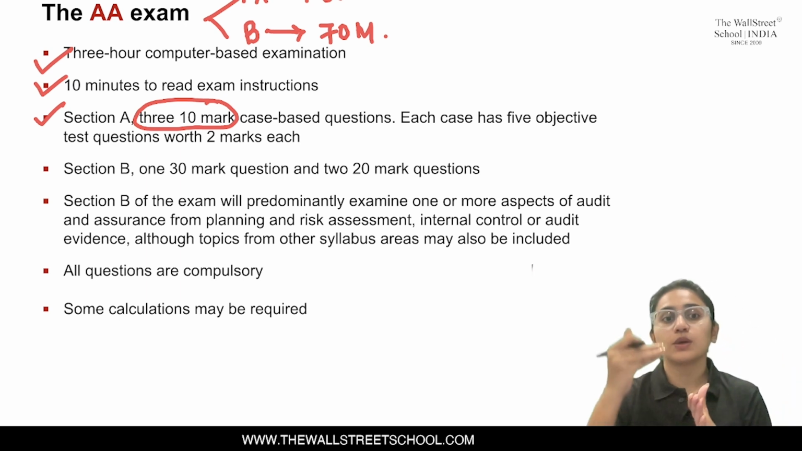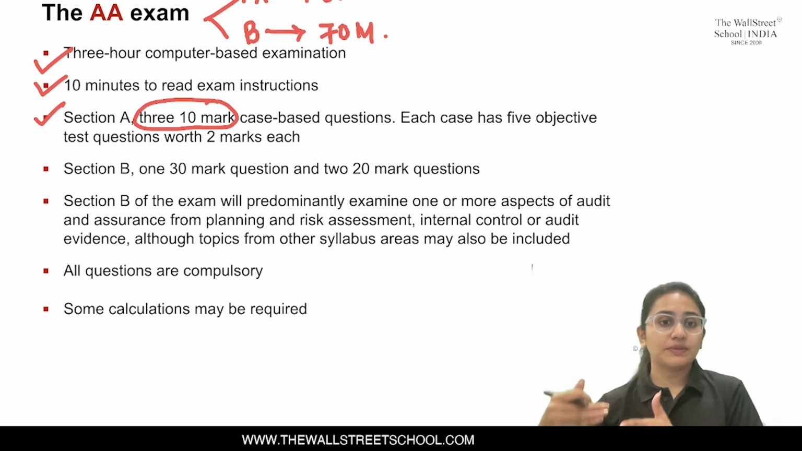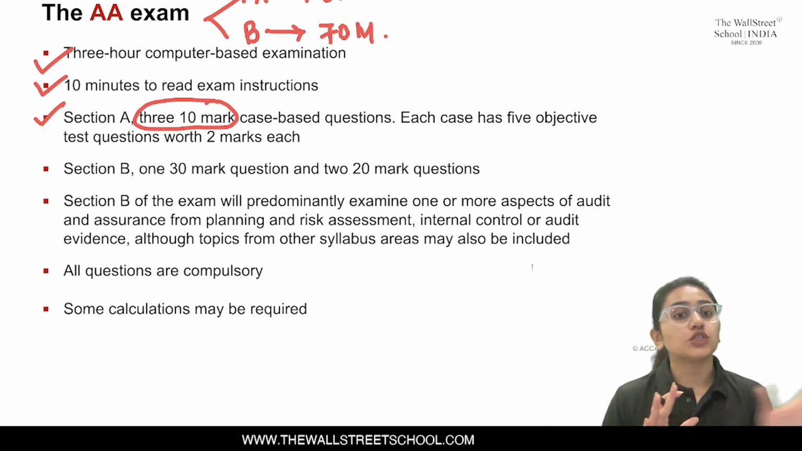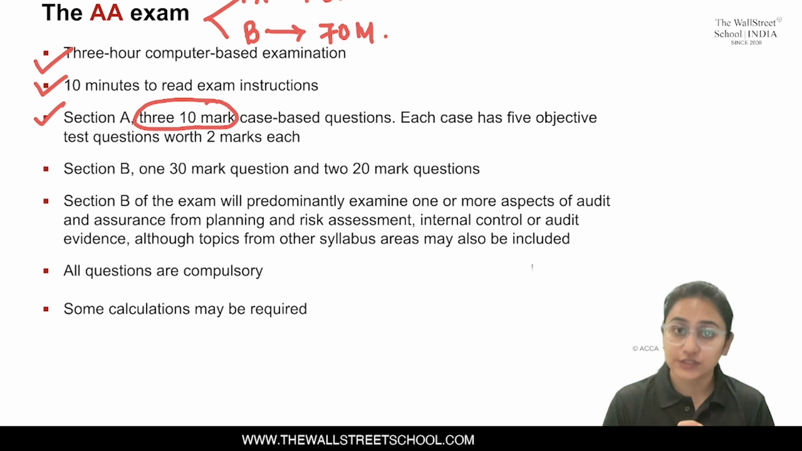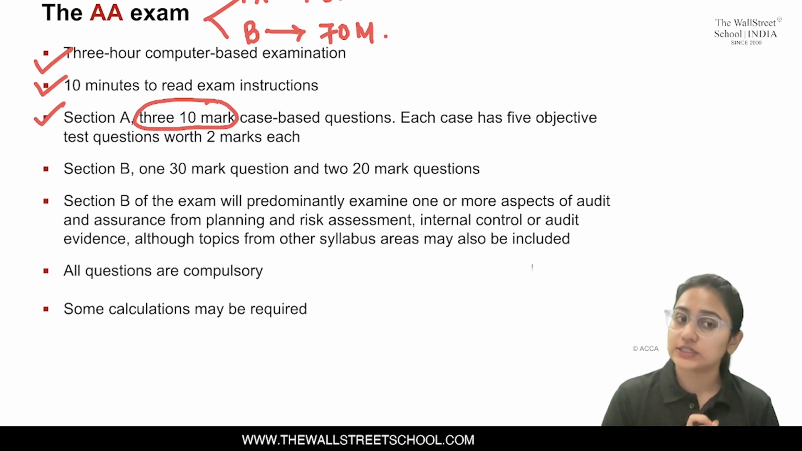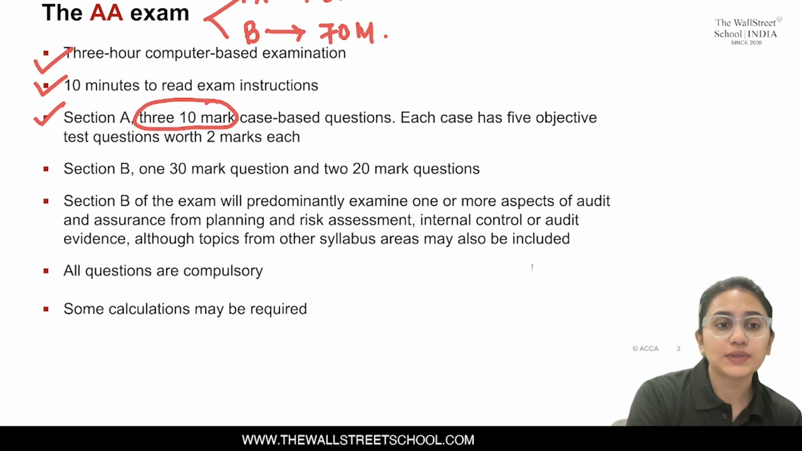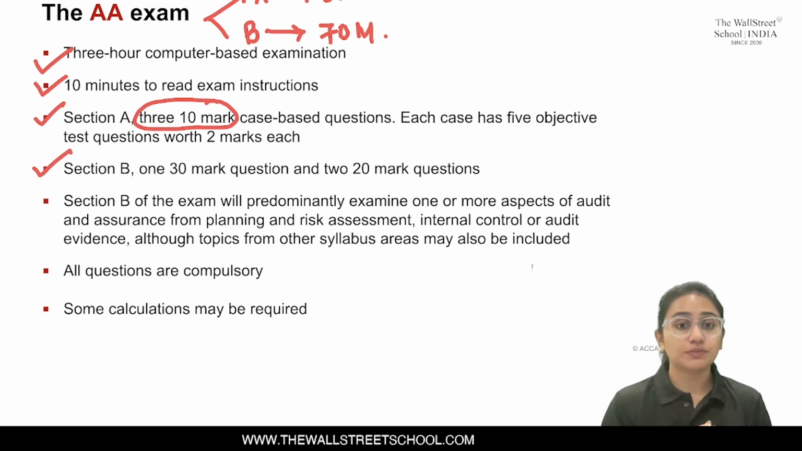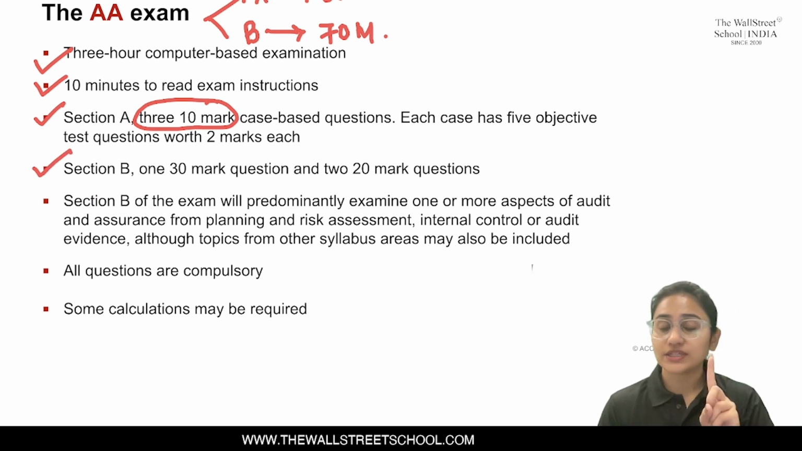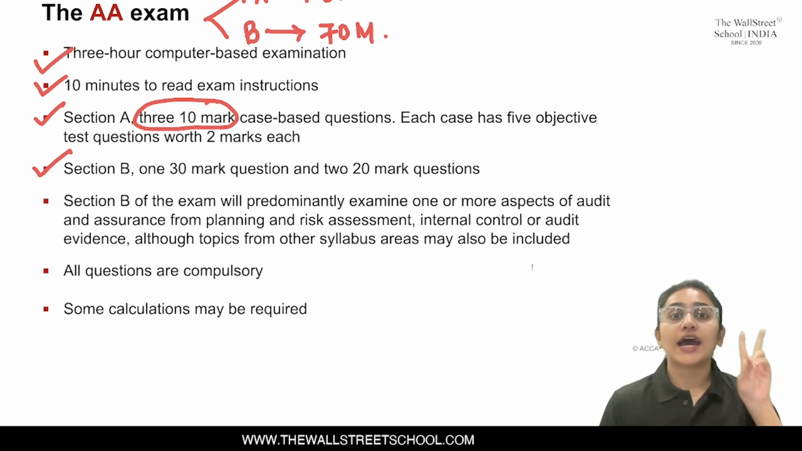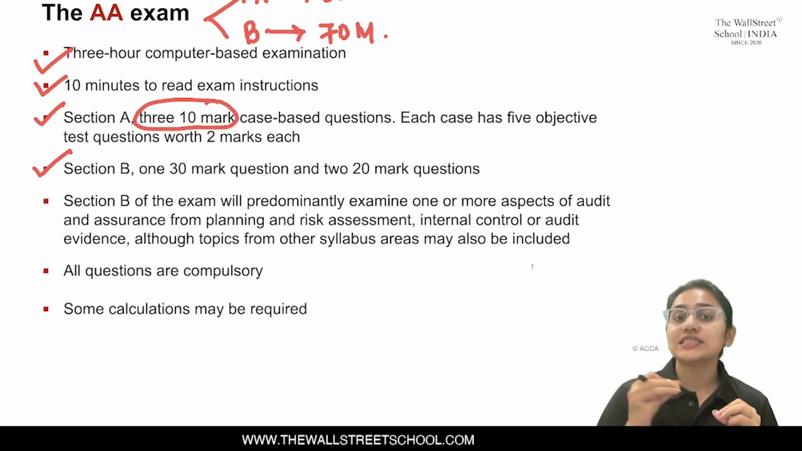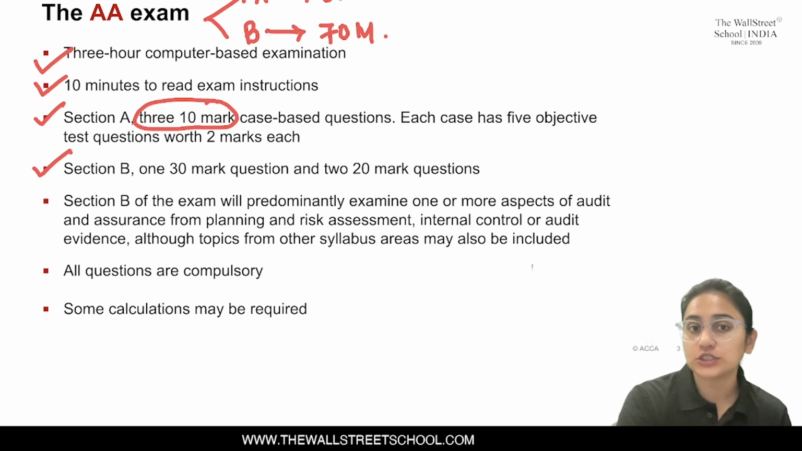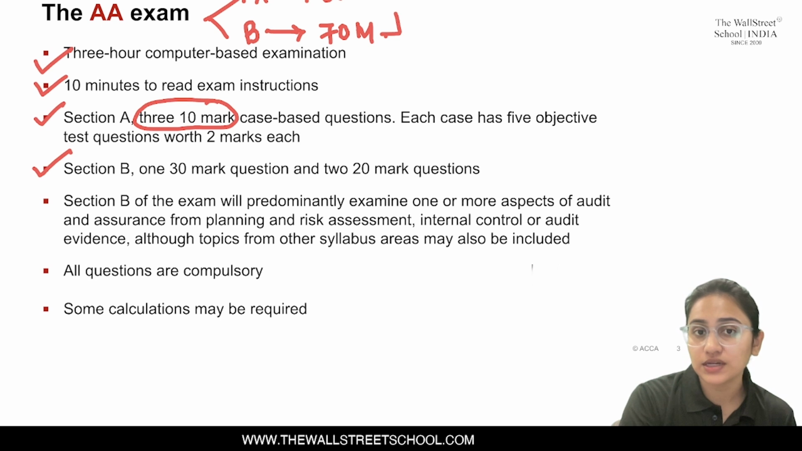Next will be 5 questions of 2 marks each. Next will be 5 questions of 2 marks each. Total number of questions, 15. Total marks, 30. Coming to my section B, my section B will have 1 question of 30 marks and 2 questions of 20 marks each. So that makes it 70 marks. 70 marks is divided into 3 categories, 1 question of 30 marks and 2 questions of 20 marks each.